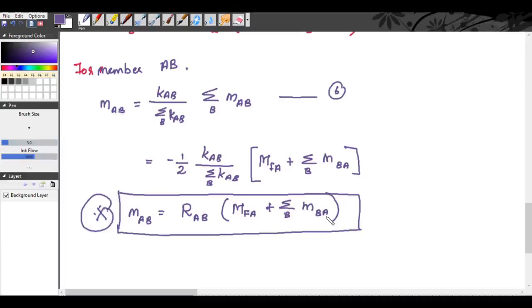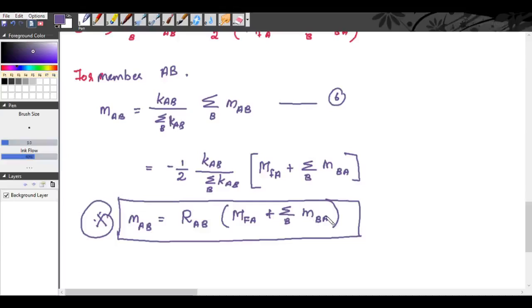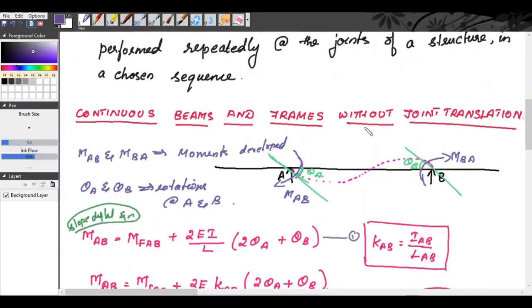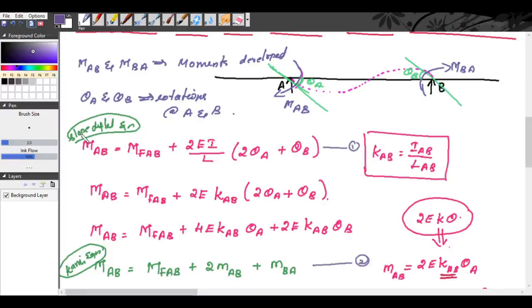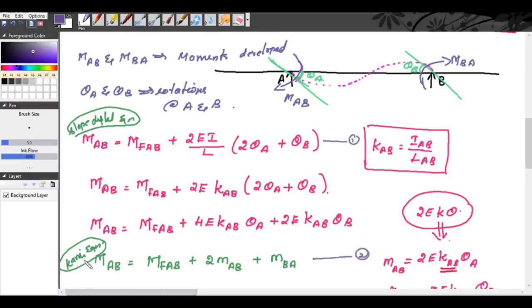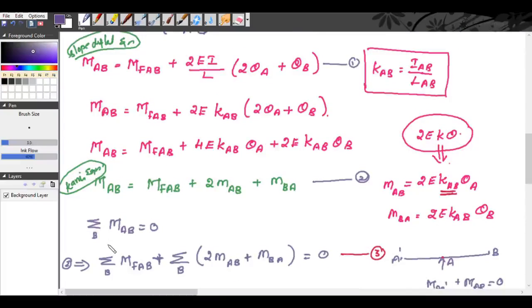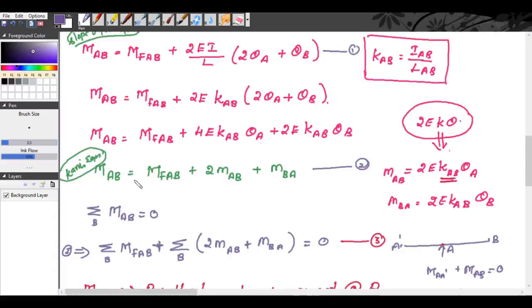Okay, that's all. I hope now you understood. What we have studied is that we write the slope deflection equation, and from it we reduce to Kani's equation. In Kani's equation, MAB is equal to fixed end moment MFAB plus 2 small MAB plus MBA. The fixed end moment is calculated as usual. This small MAB and MBA are called the rotational contributions of the span AB.